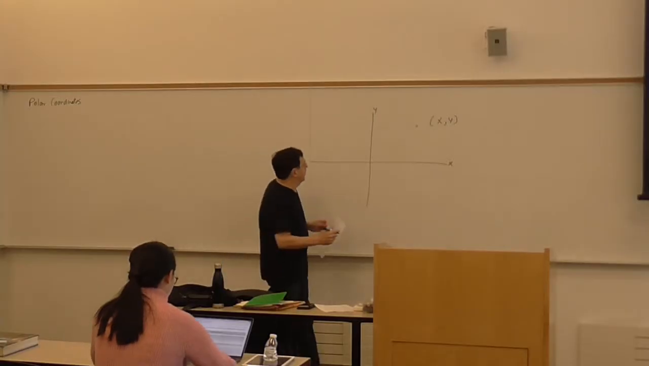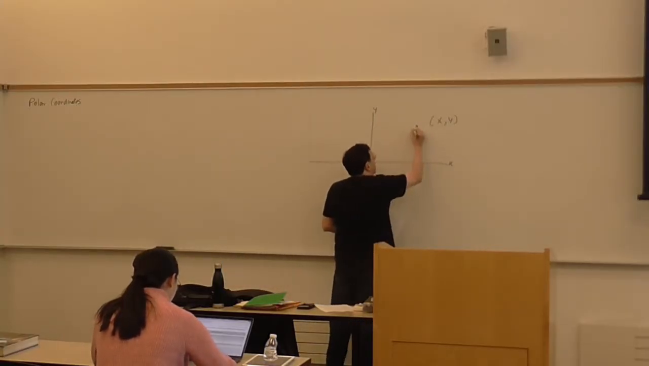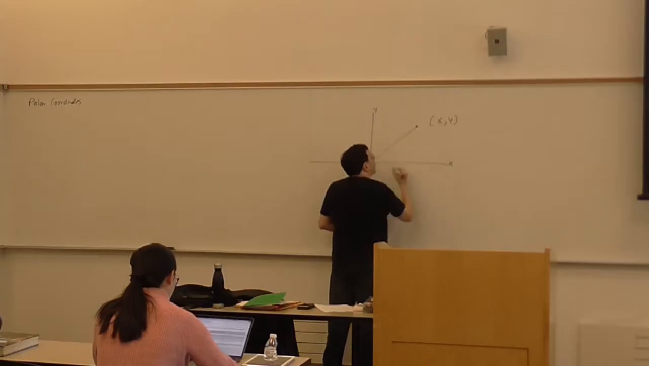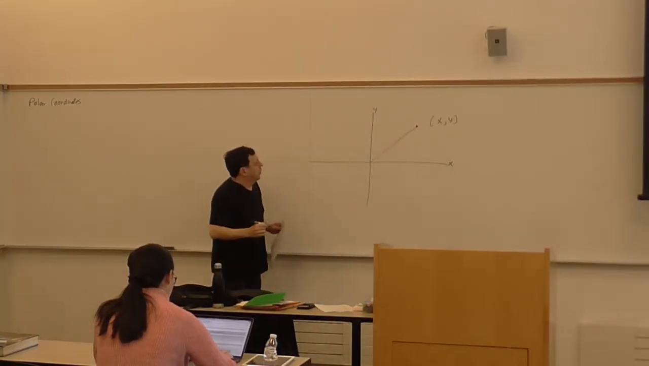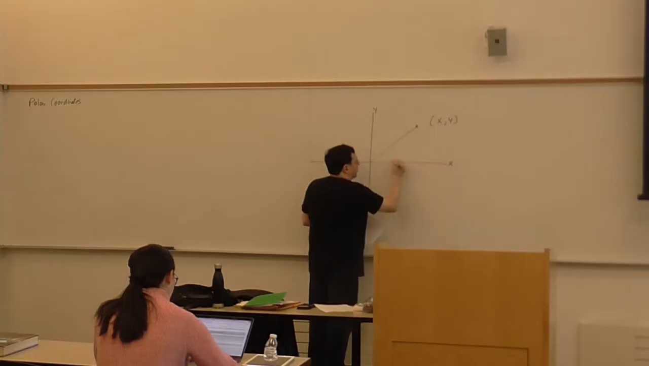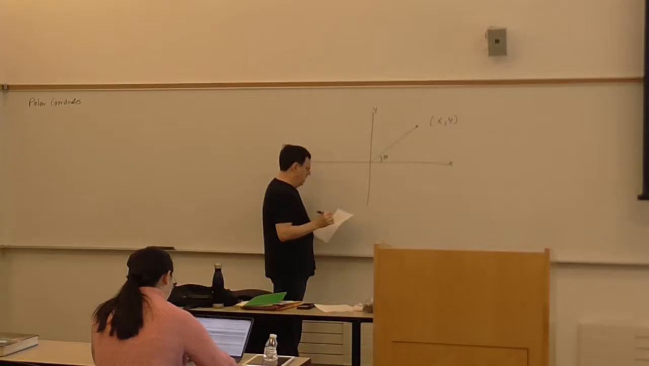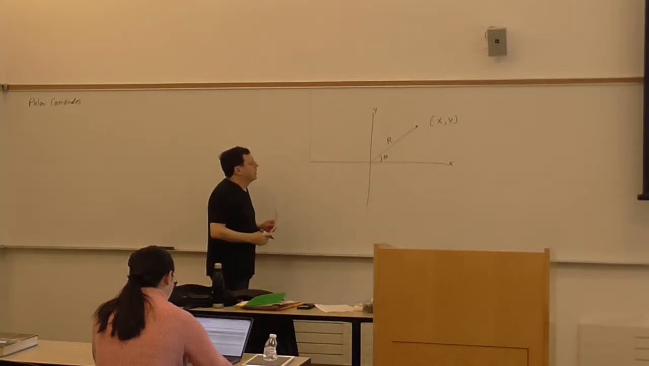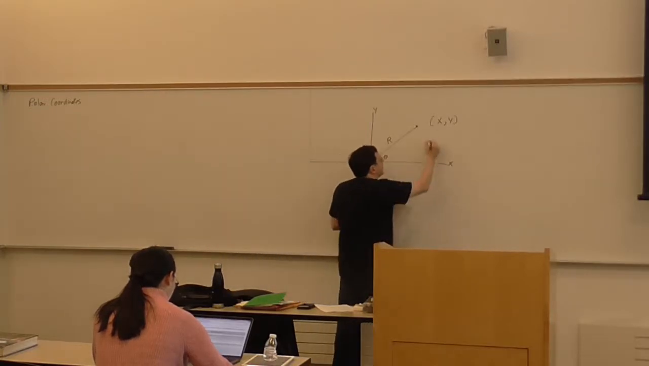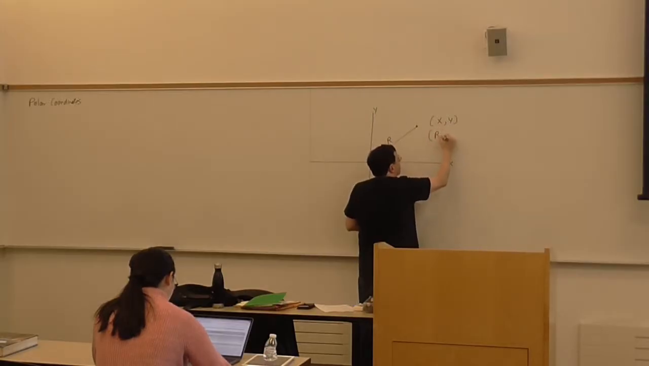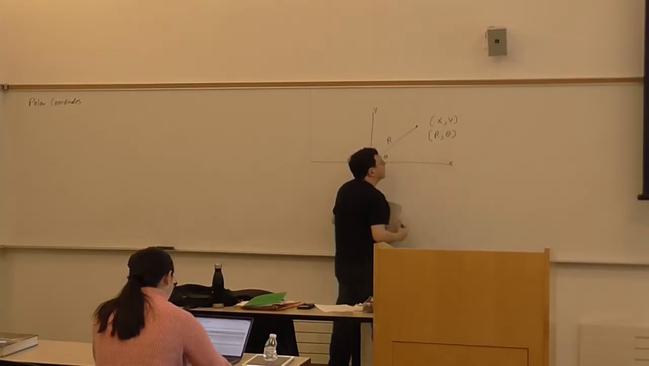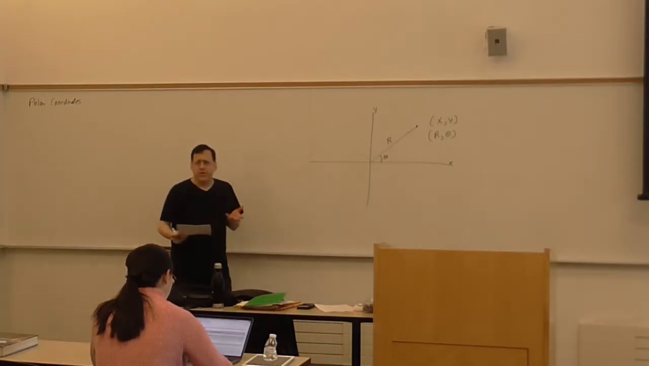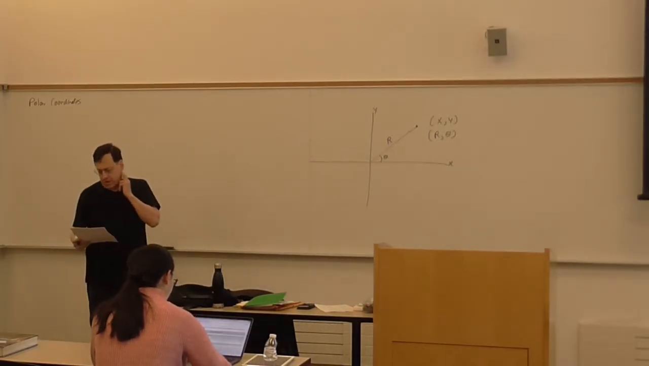In polar coordinates, what we do is we draw a line to the point, and relative to the x-axis we have an angle. And the distance from the origin to this point we'll call the radius, or r. So now we can describe the same point in terms of an r and a theta. Same amount of information, but different information to describe a point.